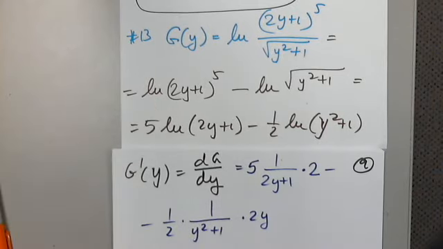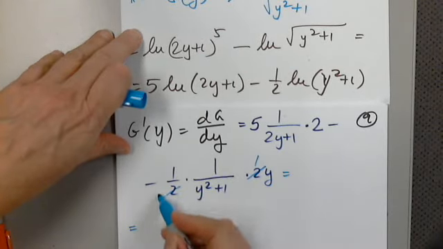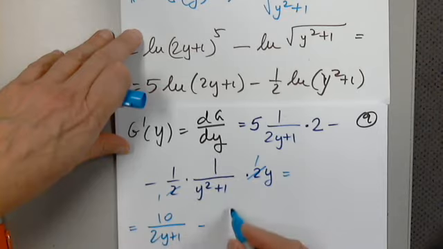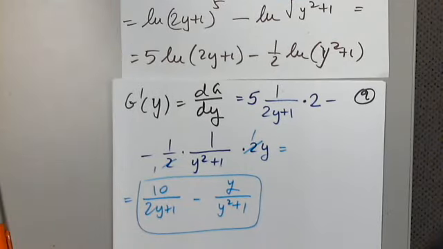That's it. I'm going to try to simplify it a little bit by just rearranging the whole thing, actually. And I simplify the 2's here. That's it. So 10 divided by 2y plus 1 and minus y divided by y squared plus 1. This is good enough because we are not taking this anywhere else. It would have not been as straightforward.